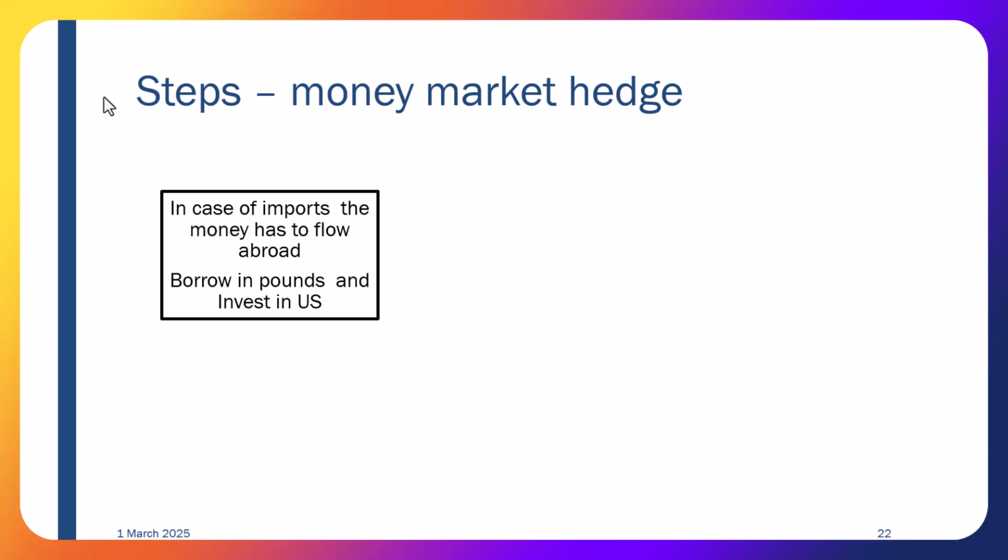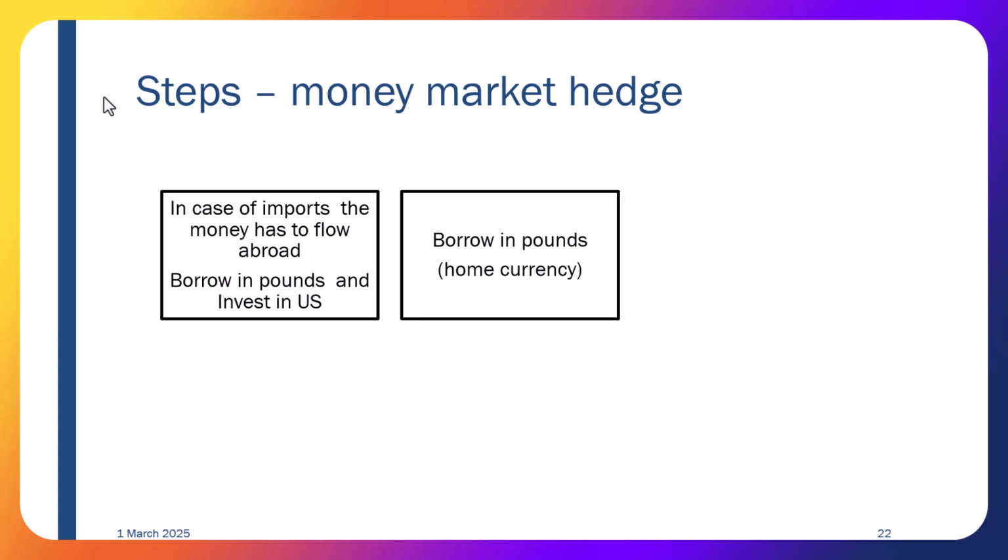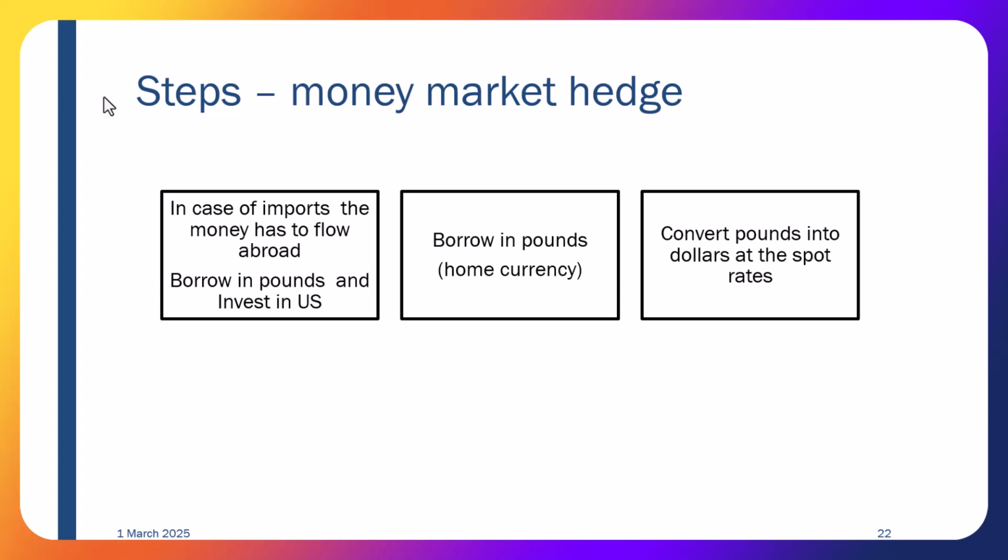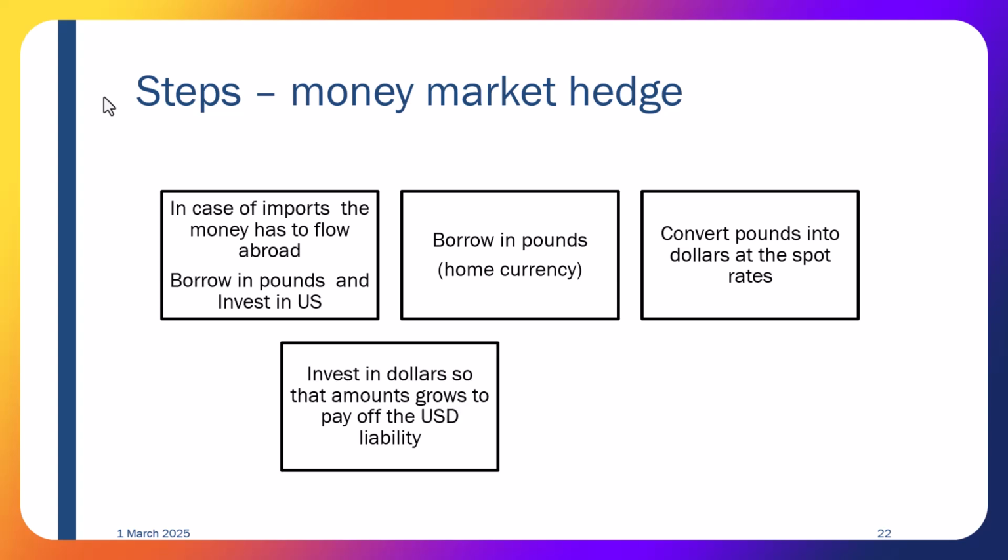You are in England and you have to pay somebody in dollars. So you first borrow pounds in England, which is your home currency, then convert the pounds into dollars at the spot rate and take the money outside. You invest in the US so that the investment grows and pays off your liability in foreign currency, which is 3,64,000.